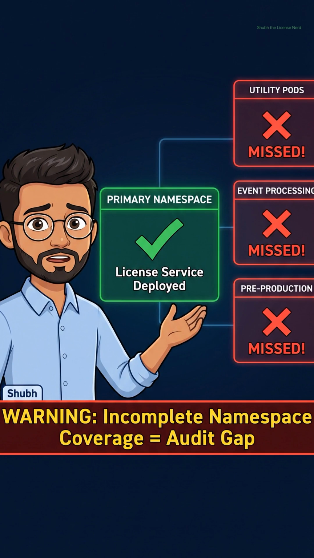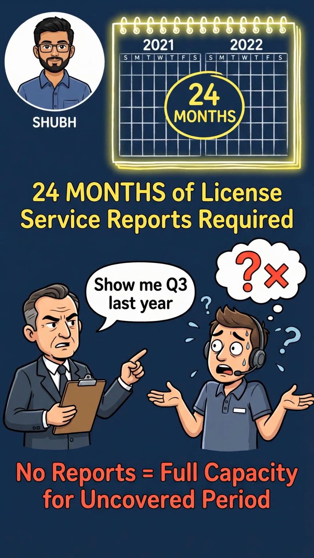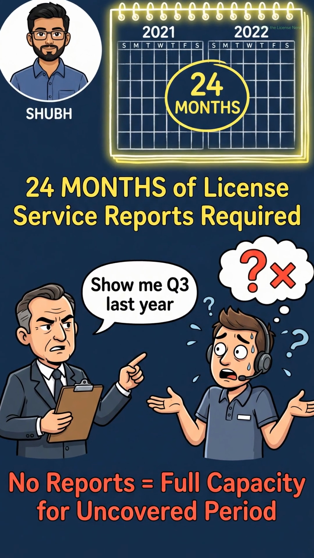The most common license service failure is incomplete namespace coverage. Organizations deploy it in their primary Cloud Pak namespaces but miss auxiliary namespaces, utility pods, event processing namespaces, and pre-production copies of production deployments. IBM's auditors will find every single gap.